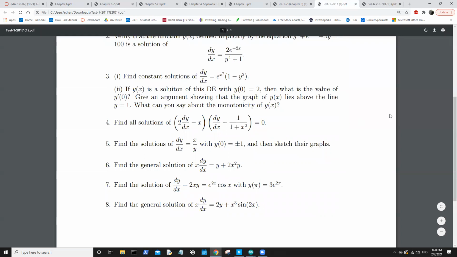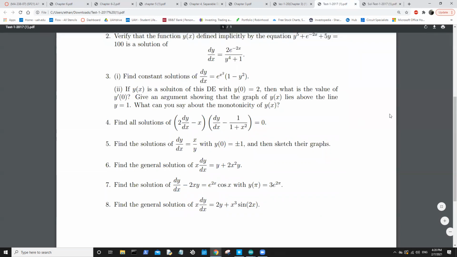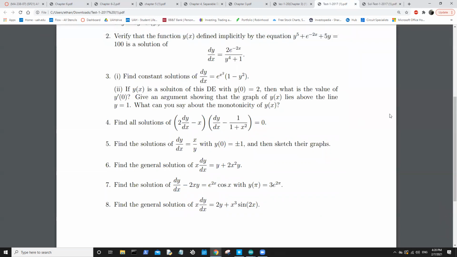All right, that's fine. Find all the solutions for the function 2 dy/dx minus x times dy/dx minus 1 over 1 plus x^2 is equal to 0. Well, the first thing I'd want to do is pull out the dy/dx's to try and isolate that, if I had to take a shot at this.